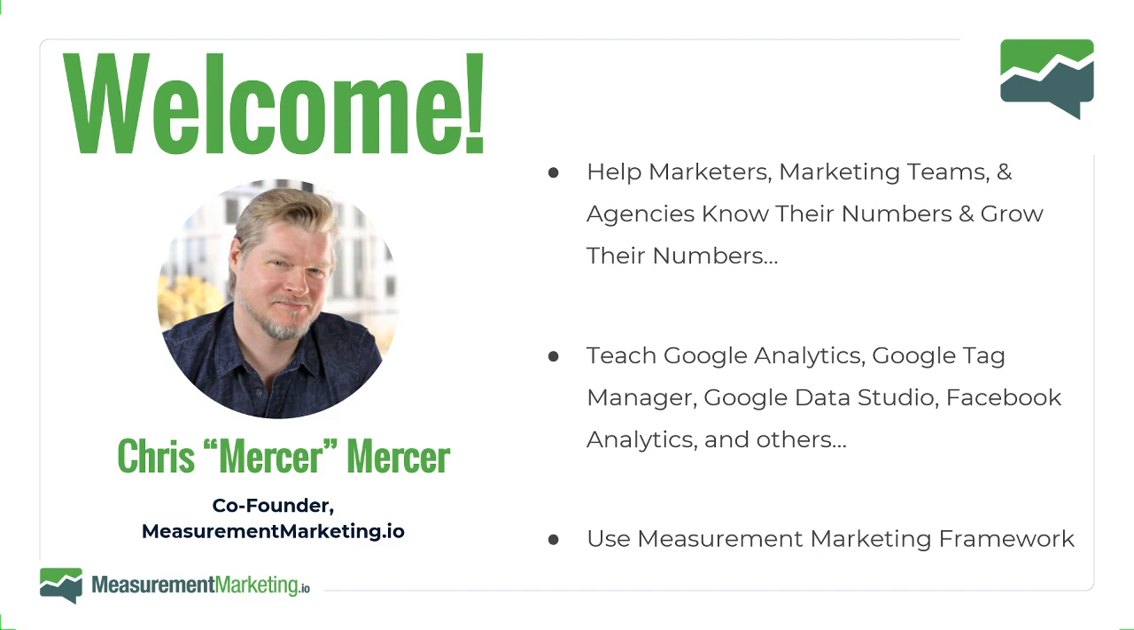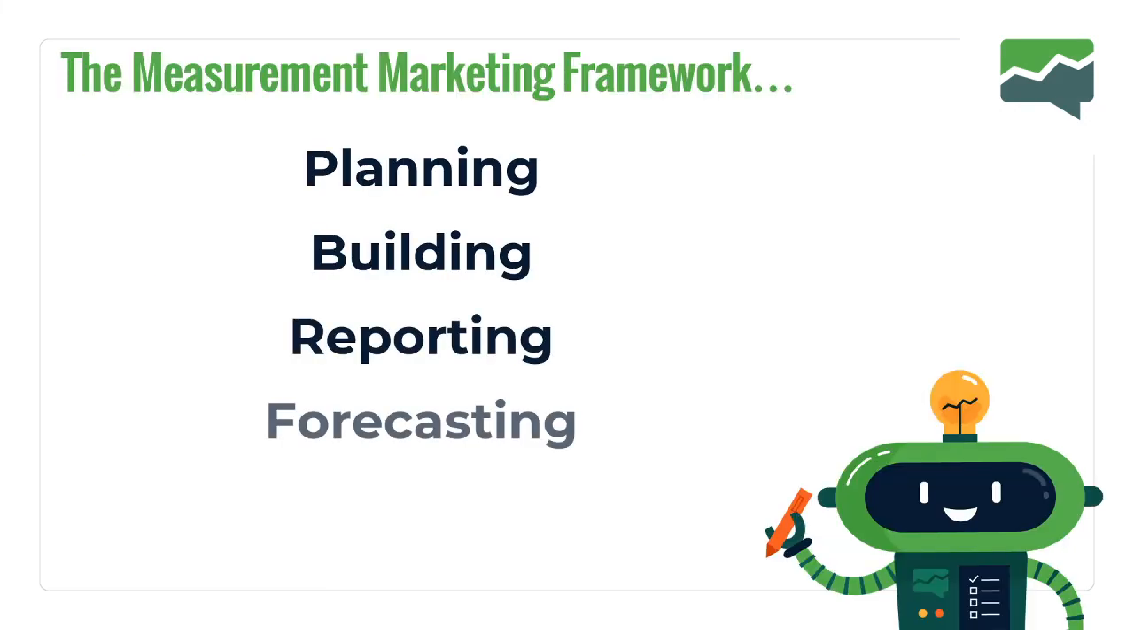Today, we're going to talk a lot about Tag Manager and how to use it to help inform Google Analytics about what's going on with videos. And remember, when you're planning this stuff out, you're always thinking about the measurement marketing framework. It's 5 pillars: planning, building, reporting, forecasting, and optimizing. So in this case, we're actually going to start this whole thing with me showing you what it looks like in Google Analytics, and then we'll backtrack from there.